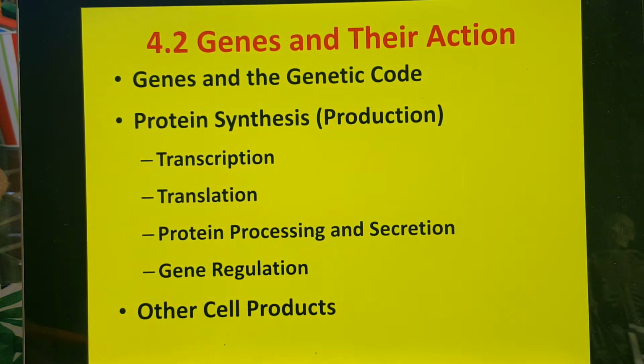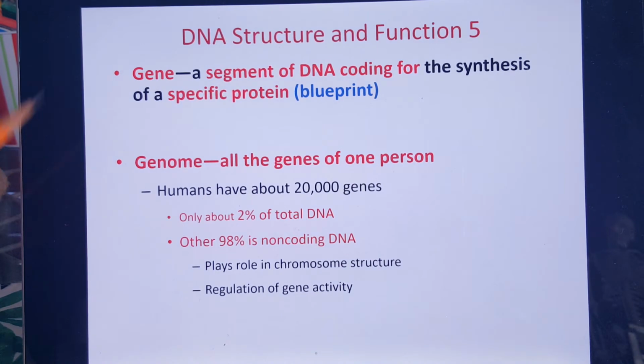Okay, so let's look at the genes and how to make proteins. A gene is a segment of DNA, and it includes the instructions for making a protein, so a particular blueprint for that protein. In our genome, which is all the genes of a person, only about 2% of it is actually coding for a protein.